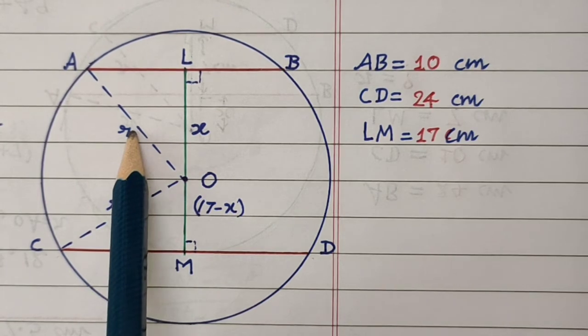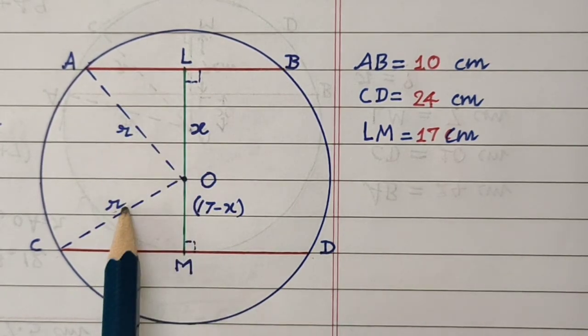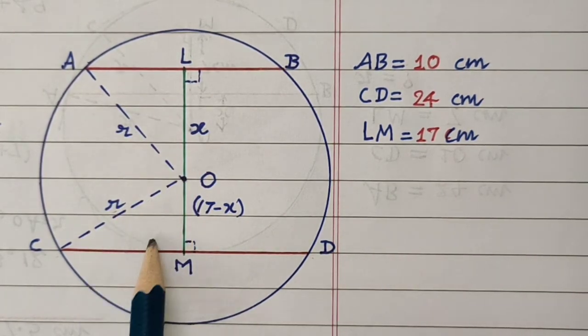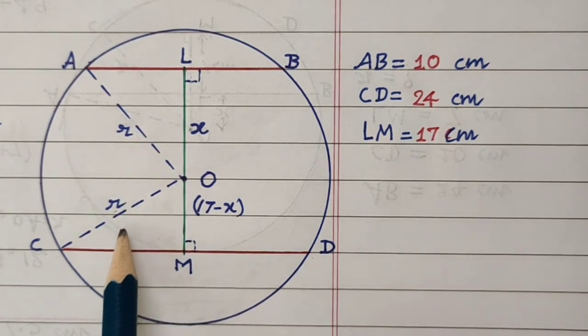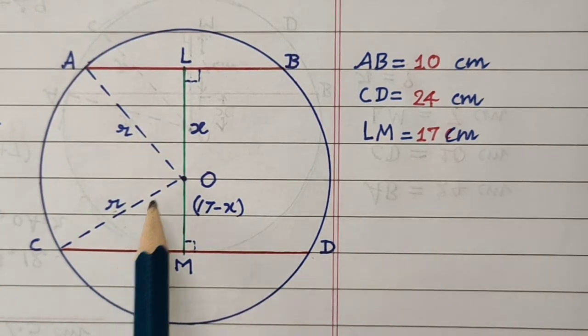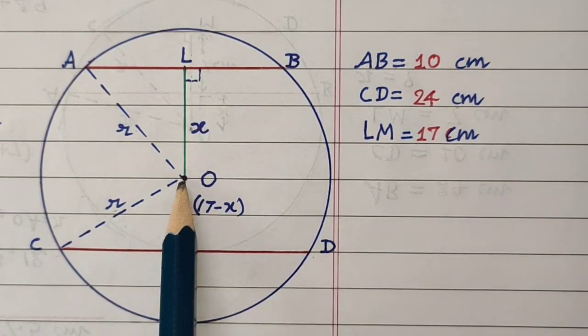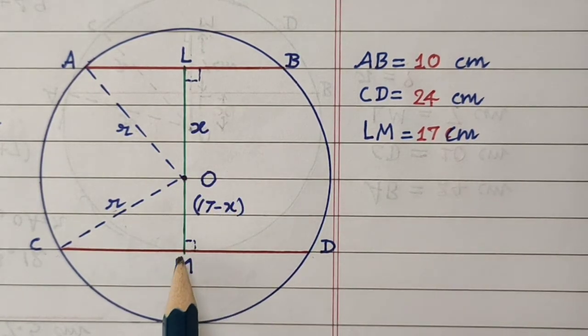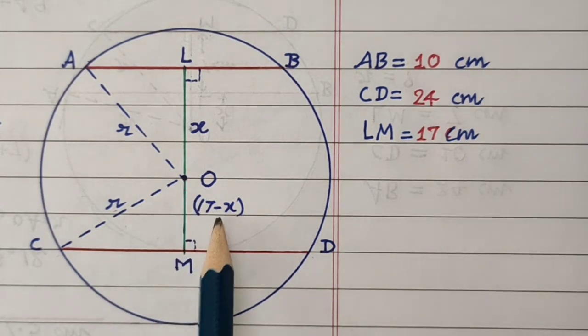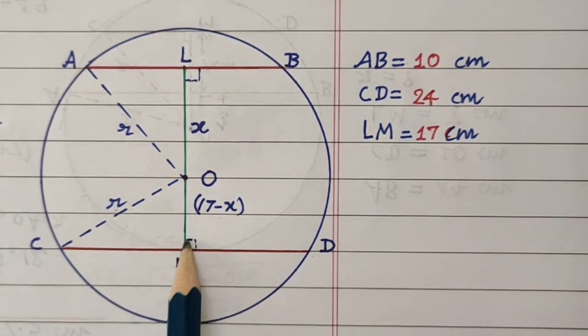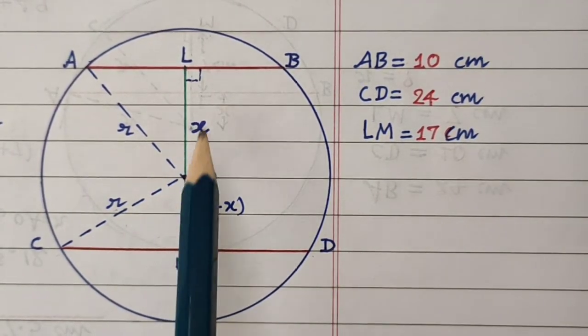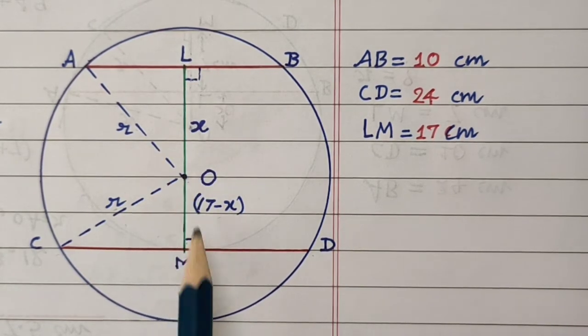Using R square we get one equation here, and using R square here we get another equation. Equate these two equations, then we get the value of x. So keep OL as x. Therefore, this will become 17 minus x, because this whole length is 17. If you deduct this x from this, we get this length.